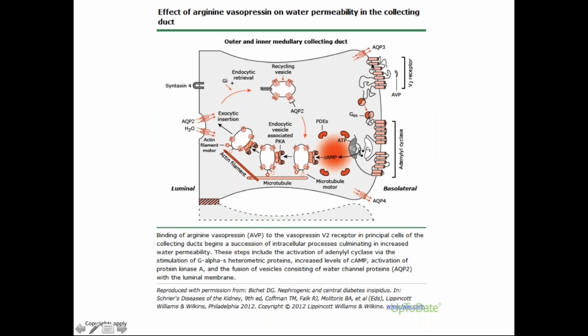So just to look at how ADH works, the ADH will work through the V2 receptor, which is on the top panel here, and will activate the V2 receptor. The V2 receptor will then activate the adenylyl cyclase and cause cyclic AMP, which will then cause the aquaporin to integrate from the vesicles into the luminal surface of the membrane and cause water reabsorption. This is dictated through the ADH and will depend on the amount of ADH present.